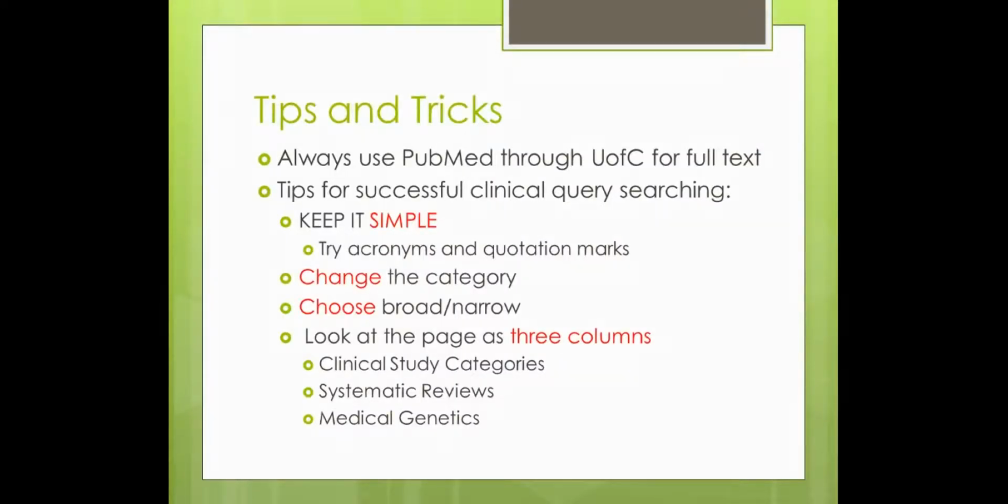Here are some tips for using clinical queries. Always be sure to use PubMed through the University of Calgary Library. Be sure to keep your search simple, but try acronyms and quotation marks around phrases. Change the category and choose broad or narrow, and note the differences in results retrieved. When you get some results, look at the page as 3 columns: clinical study categories, systematic reviews, and medical genetics.